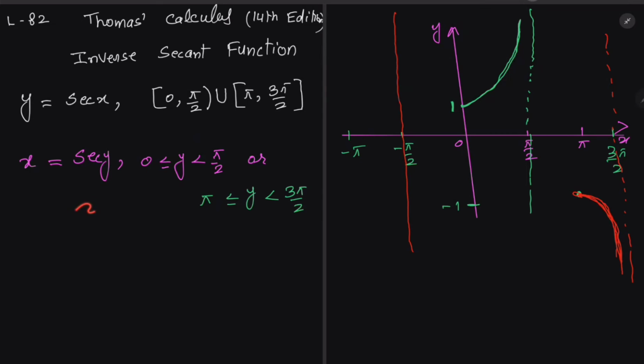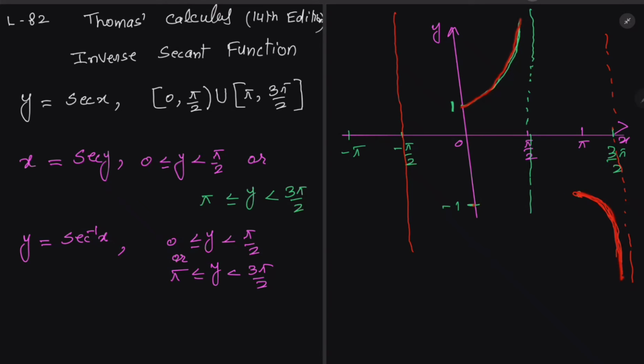For inverse function, we just write it like this: y is equal to secant inverse x, where y is already decided, but the question is what is x? So y is pi to 3 pi by 2. What is x? You can see that it starts its value in the range from 1 and also from -1, something like that.